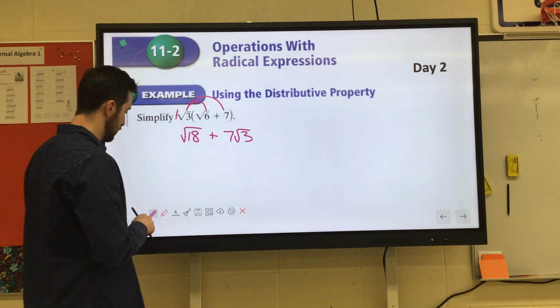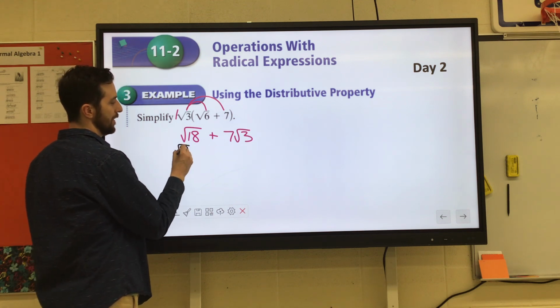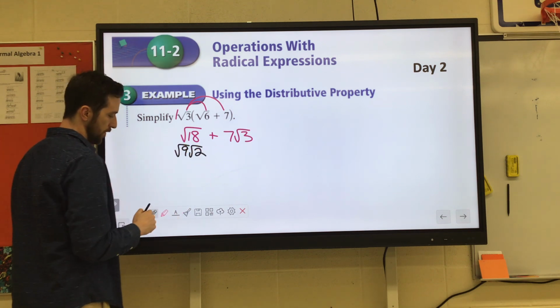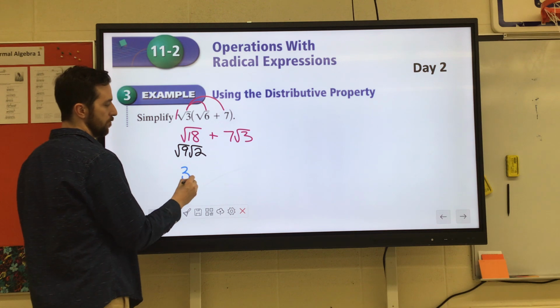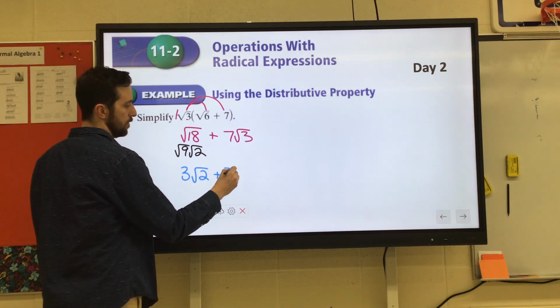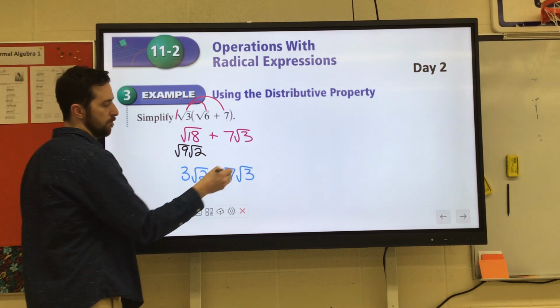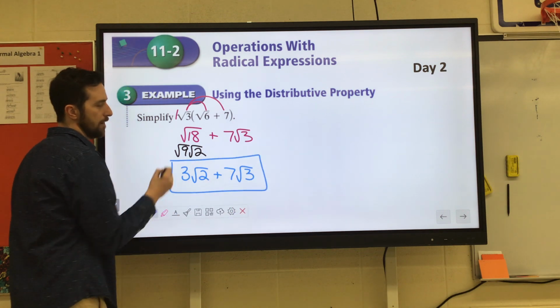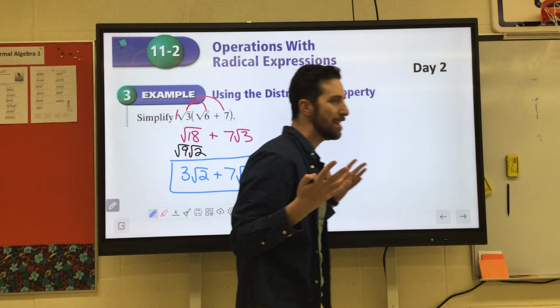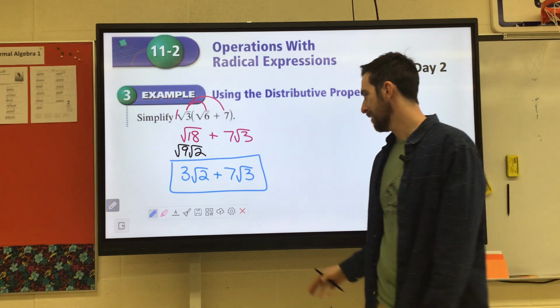These do not have the same radical, so we can't combine them. However, there's still a perfect square in 18. It's 9 times 2. The square root of 9 is 3. 3 root 2 plus 7 root 3. There are no more perfect squares. We cannot combine them. So that's it. That's it.